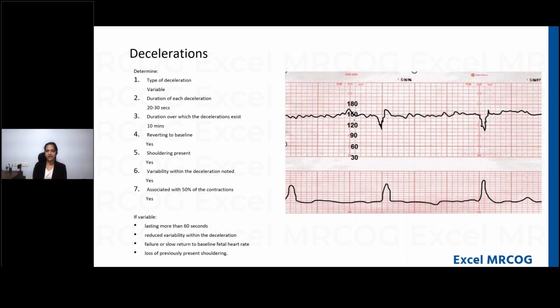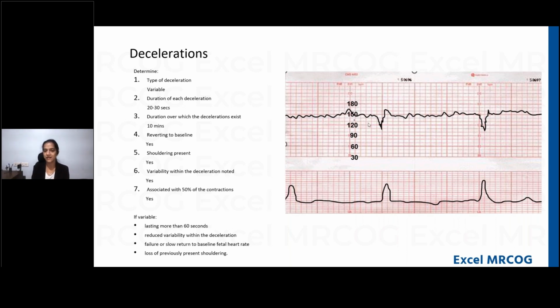If the decelerations are variable, which is something that you would more commonly have, you have to check if it is lasting for more than 60 seconds, reduced variability in the deceleration, whether the variability is reduced, and failure or slow return to baseline fetal heart rate.